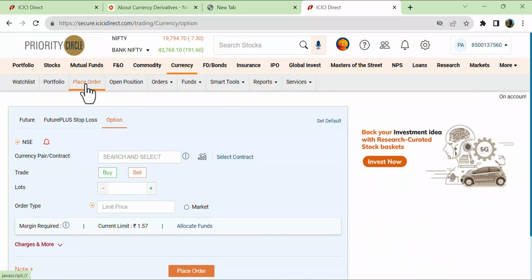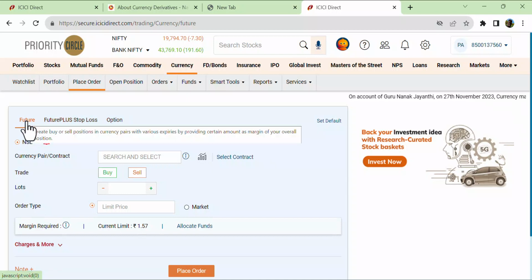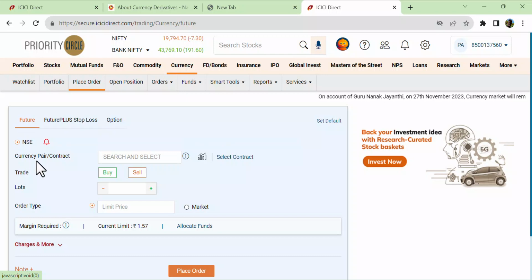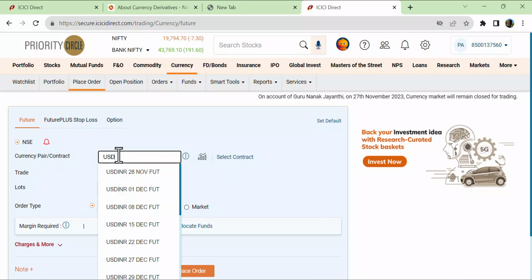So I'm on the window of the stock exchange to place my order. I'll choose futures here. You have futures, you have options. Then there's something called future plus, which I'm just ignoring. So let's talk about futures first. Now I'll put my USD INR.